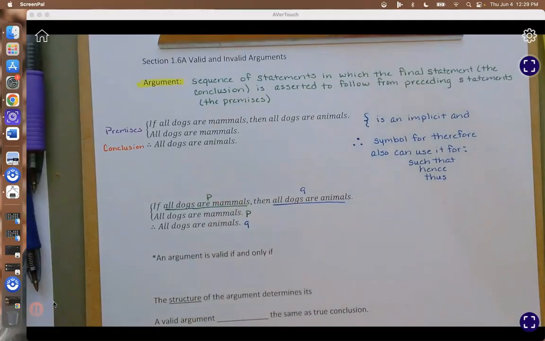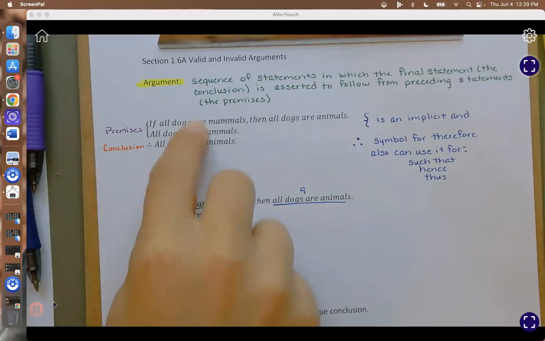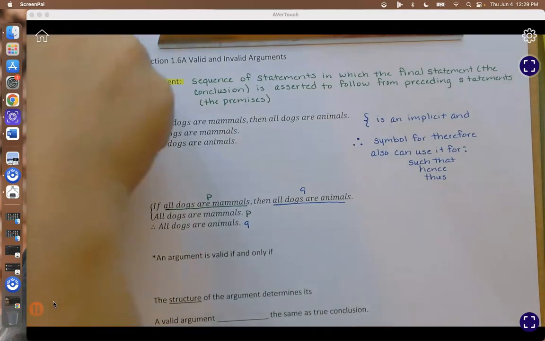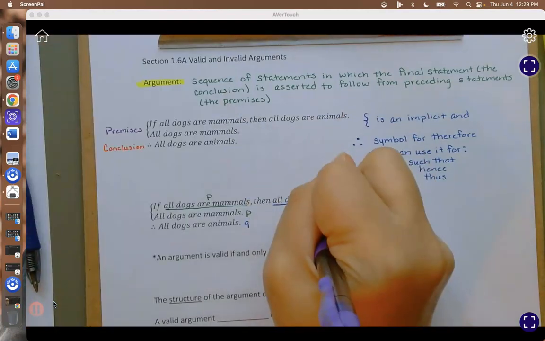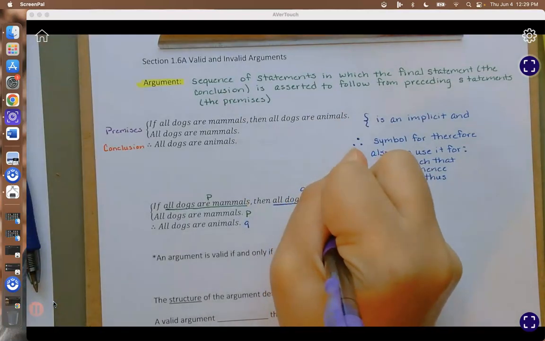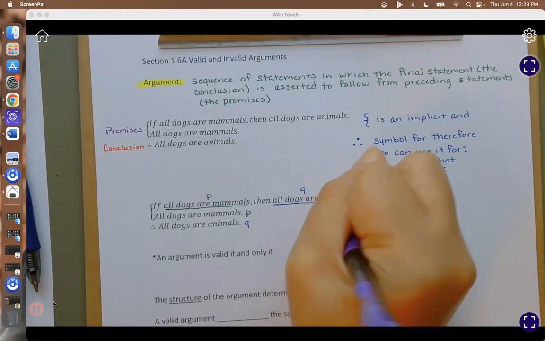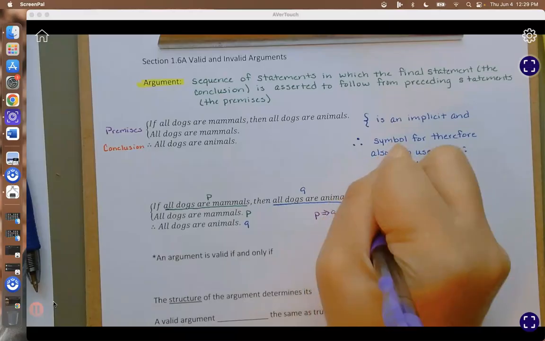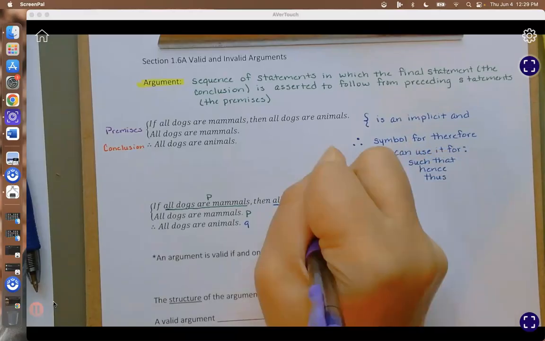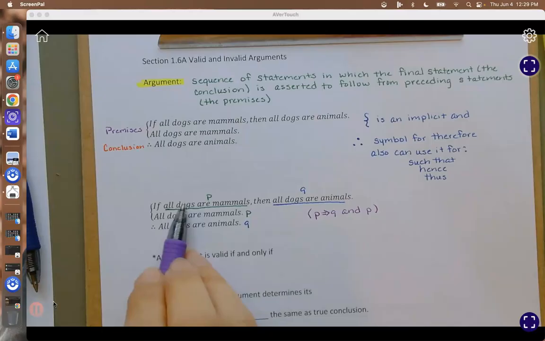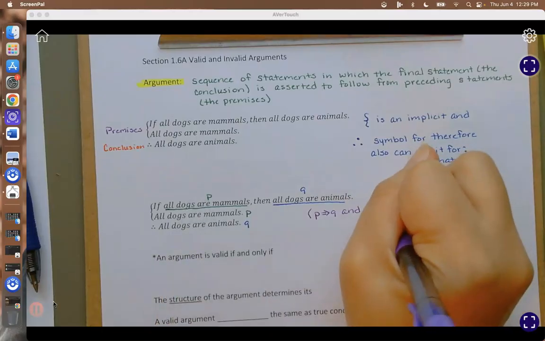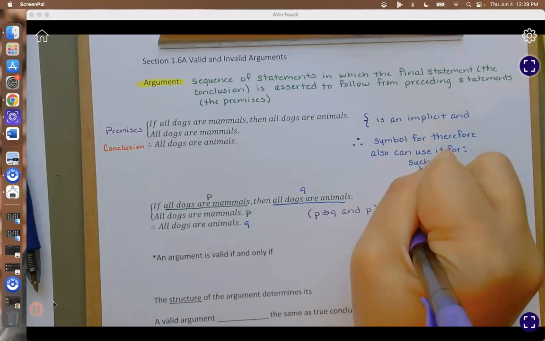So remember I told you that this is like an implicit and. So what this translates to is P implies Q, and P. So these together give us Q.